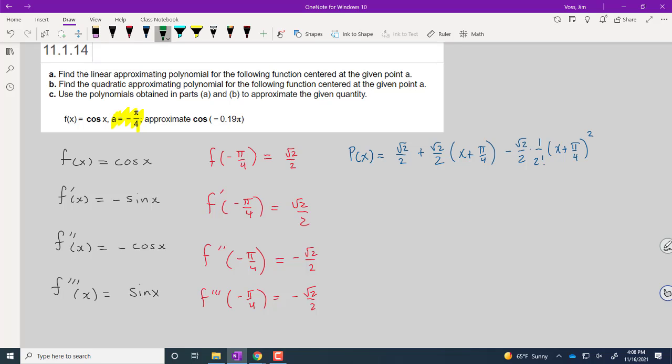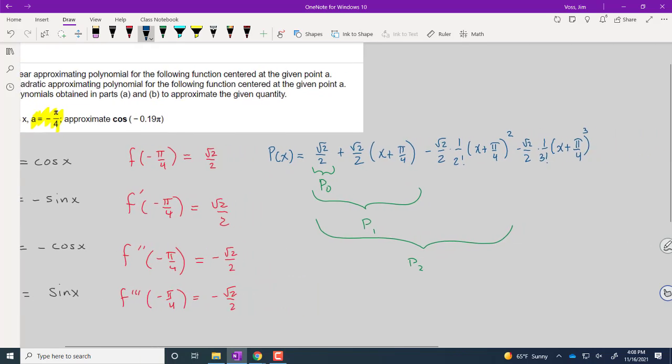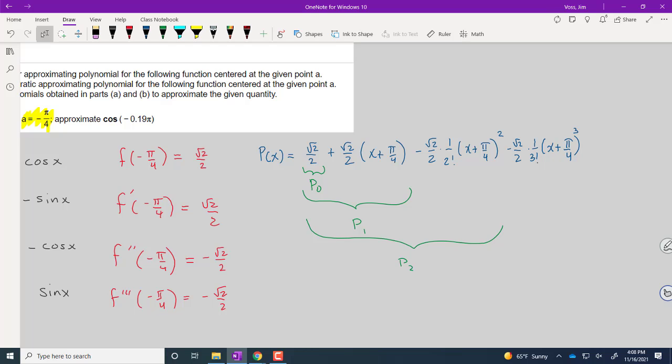That is P sub 0, that's P sub 1, all the way up to P sub 2. If we do one more, this will be minus root 2 over 2 times 1 over 3 factorial, x plus pi over 4 to the 3. That is P sub 3. And if we go plus dot dot dot, then we have the infinite series.